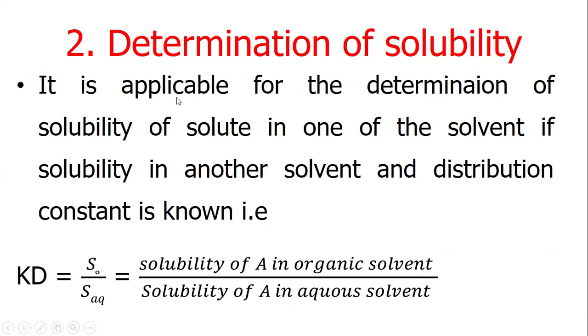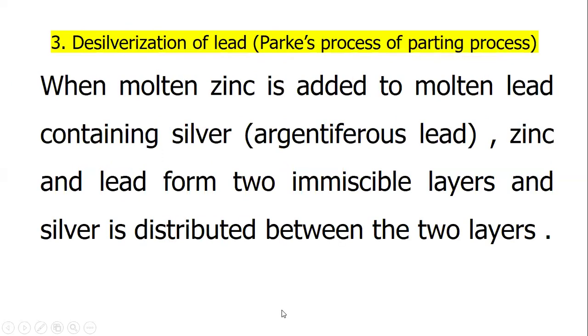Determination of solubility. It is applicable for the determination of the solubility of the solute in one of the solvents if the solubility in the other solvent and the distribution constant are known, that is, KD equals SO over SW, the solubility of A in organic solvent over the solubility of A in aqueous solvent.